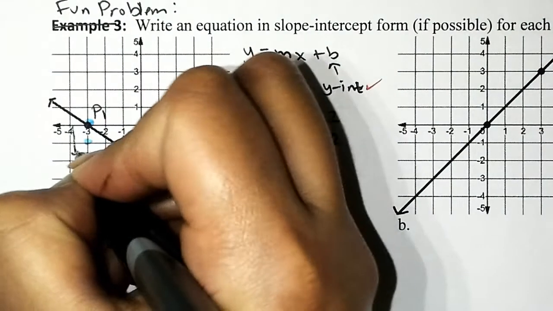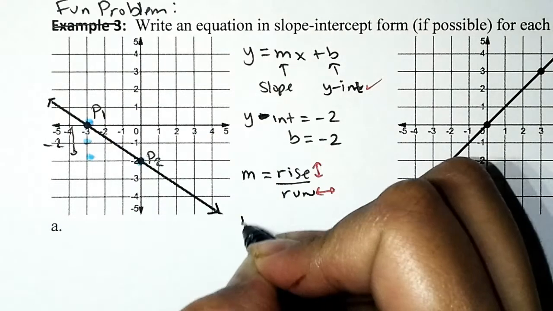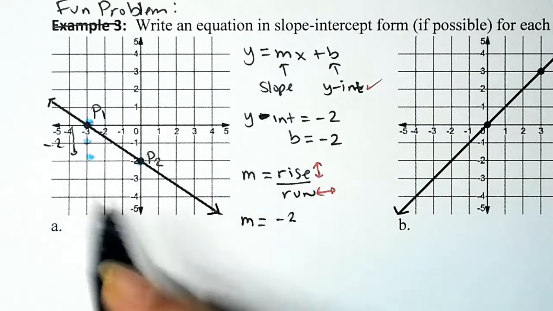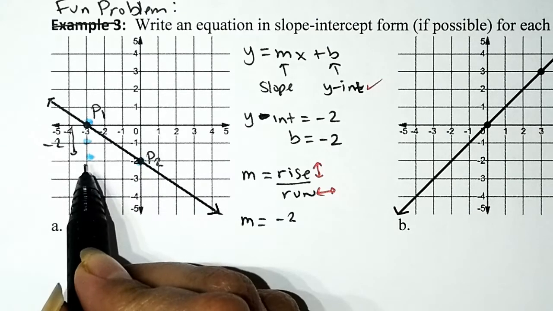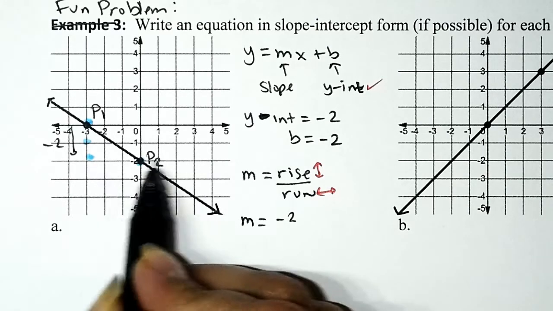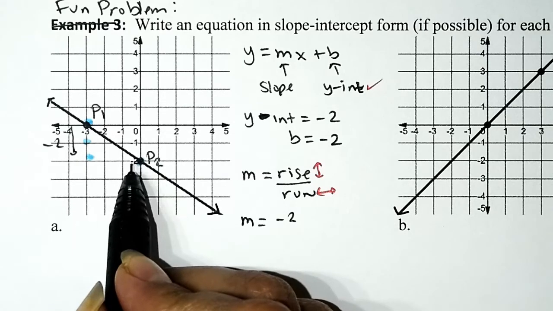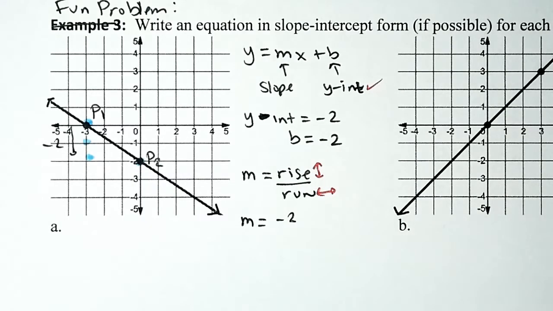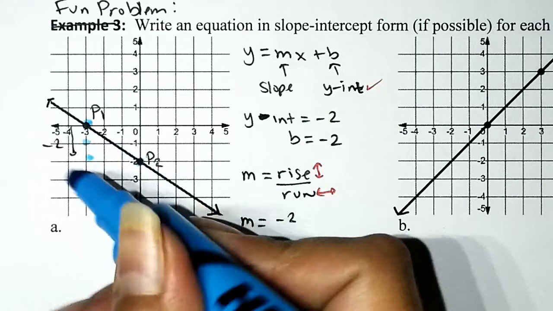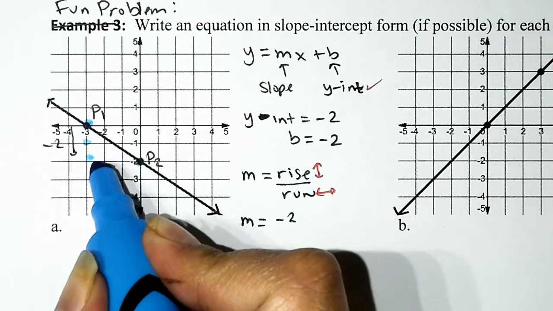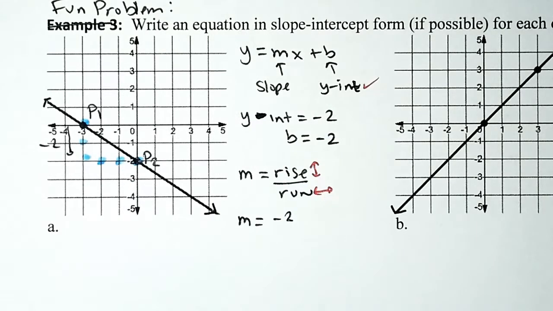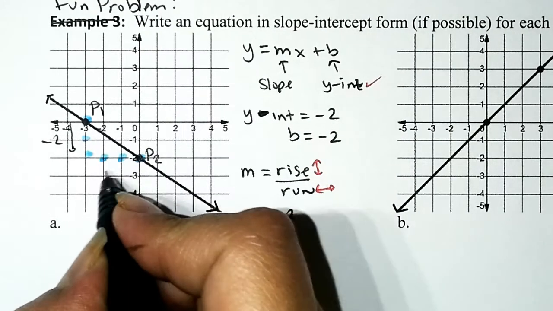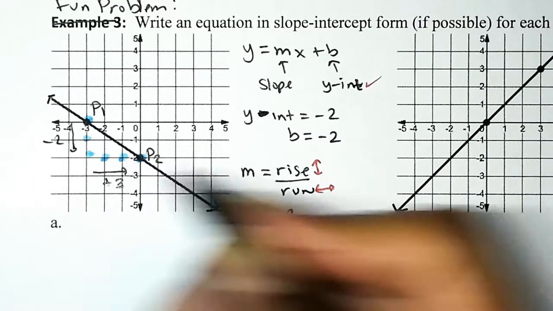Okay, so our rise will be -2. Cool. Once we go down 2 units, we're going to be at that same height. Run: how many units will we have to go side to side to get to the mark? In this case, we have to go to the right, 1, 2, 3 units. Okay. Because we went 3 units to the right, our run is positive.